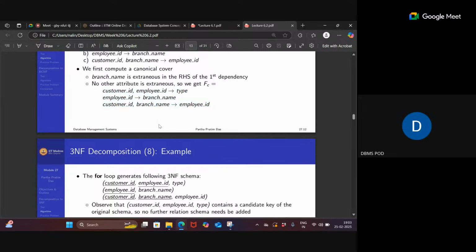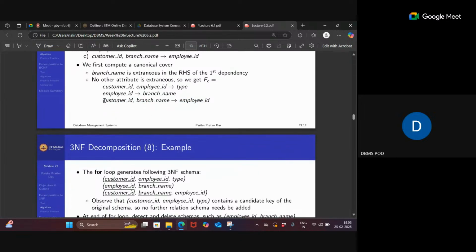If I remove this FD, just see, can we get employee ID? Employee ID determines branch name. No, this is required, no? How to determine employee ID? By using customer ID and branch name. So this is required, and employee ID determines branch name is also required, and this is also required. Any other FDs we cannot remove. No, we cannot remove any other FDs.